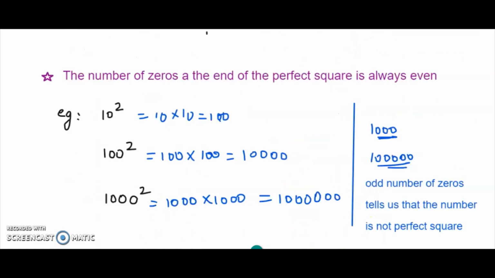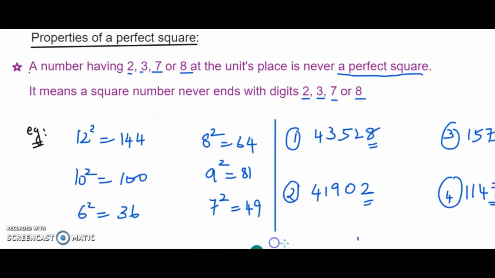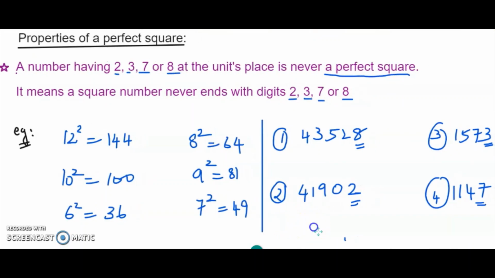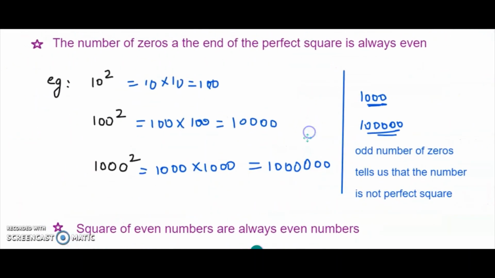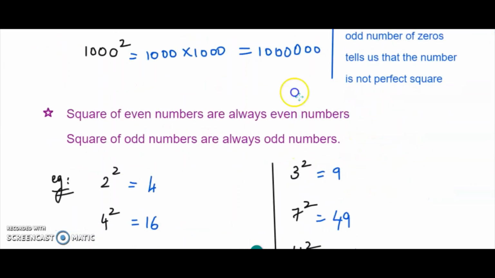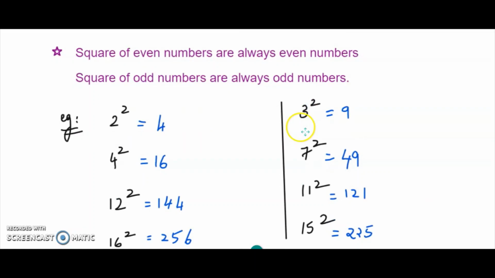Okay. So three rules that we saw here. If the last digit is 2, 3, 7, or 8, any one of these, then it is not a perfect square. The perfect square should always have an even number of zeros. An odd number of zeros means it's not a perfect square. The square of an even number is always even.